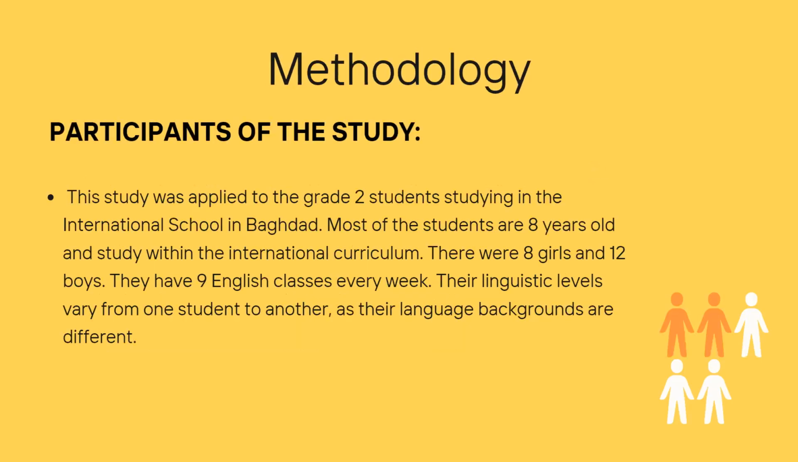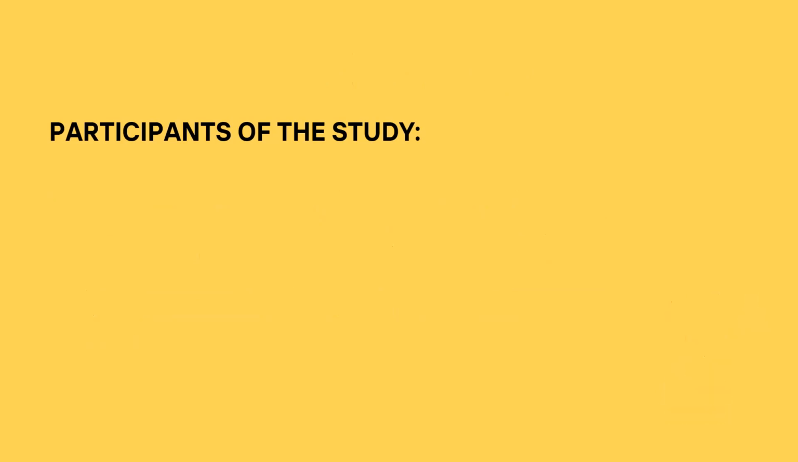Who are the participants of the study? They are grade 2 students studying in an international school in Baghdad. Most of the students are 8 years old and study within the international curriculum. There were 8 girls and 12 boys. They have 9 English classes every week. Their linguistic level may vary from one student to another. It's because their language backgrounds are different from each other.